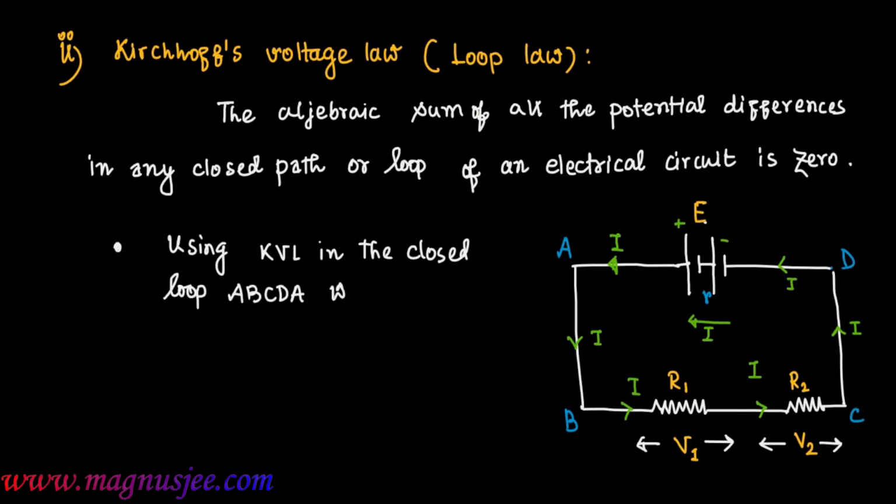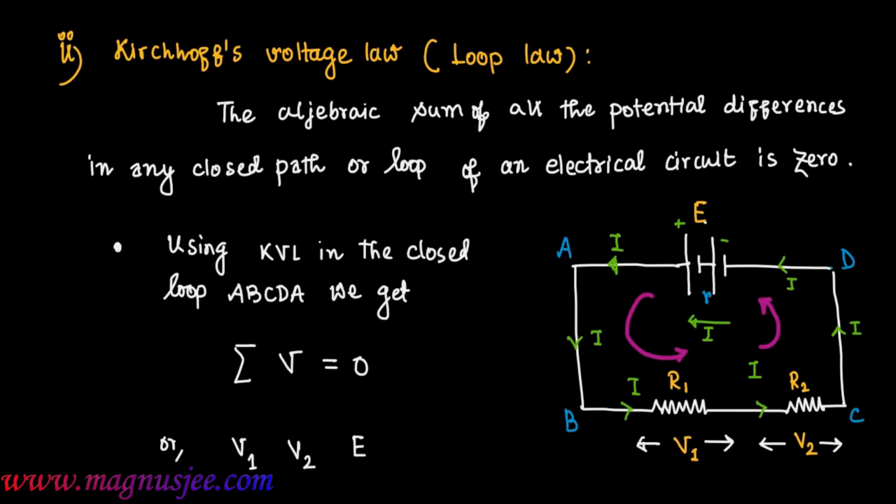Using Kirchhoff's voltage law, that is KVL, in the closed loop ABCDA, we get summation of V equals 0. That means the sum of all the potential differences in the closed path is 0. We travel in this direction, considering the loop ABCDA. There are four potential differences, that is V1, V2, E and I·r, and that will be equal to 0. In this case, V1 is positive, V2 is positive, EMF E is negative, and I·r is positive.